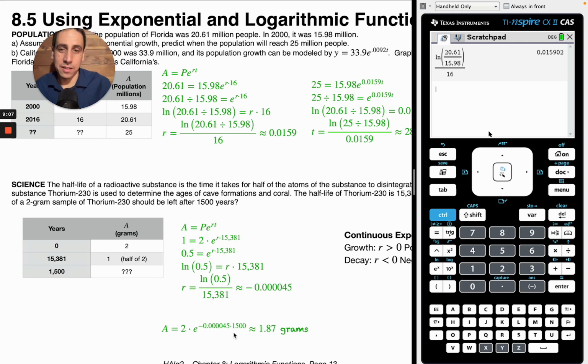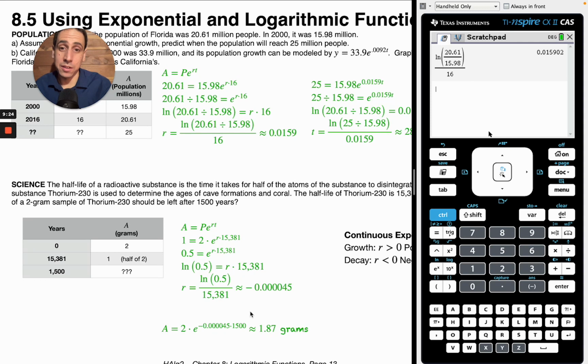But in any case, that's the nature of what's going on. And you multiply it by 1,500, which is with the years. The only thing we don't know is the grams. You can type all this into a calculator, you get 1.87 grams. After only 1,500 years, you still have pretty close to 2 grams.